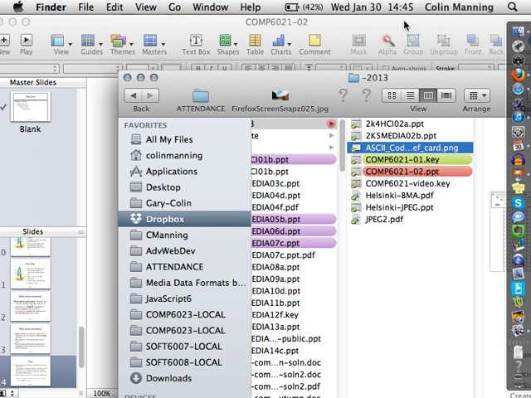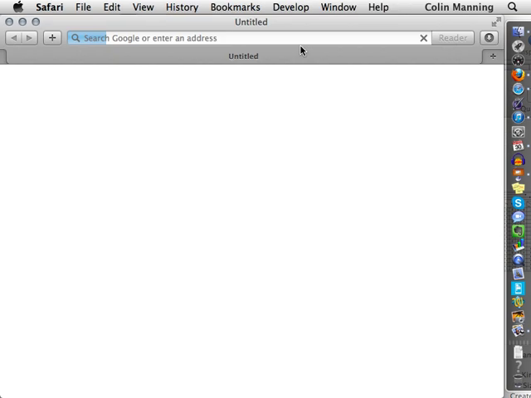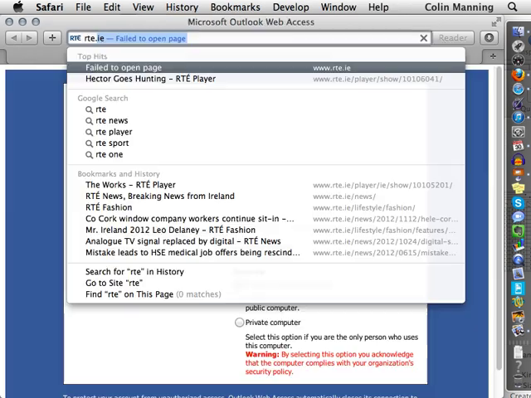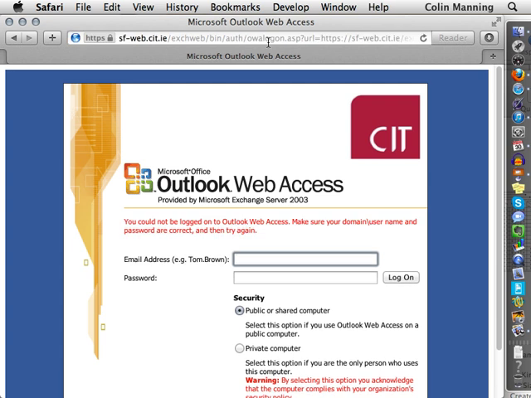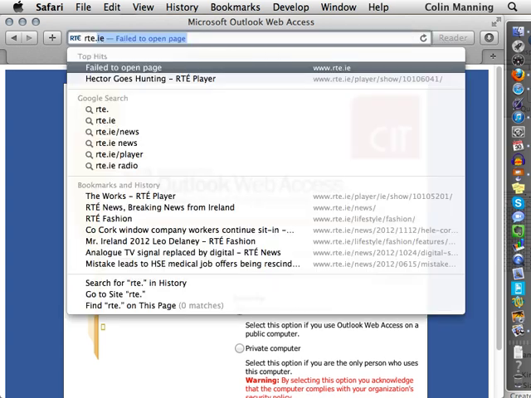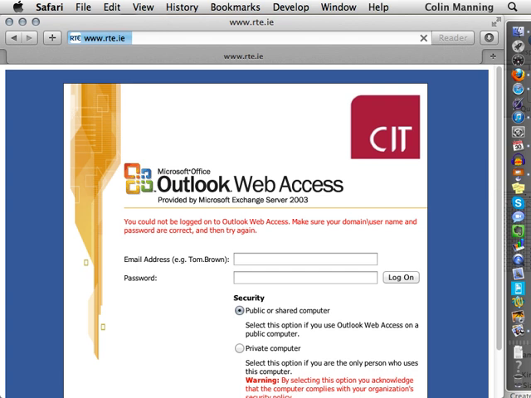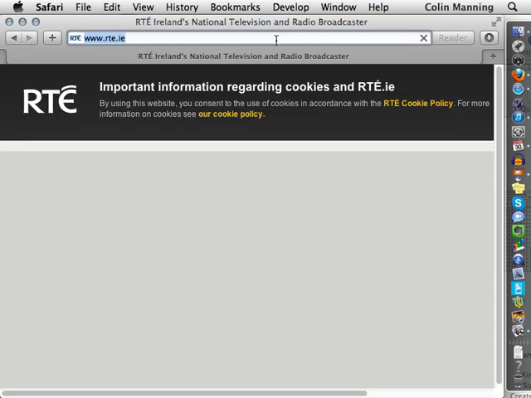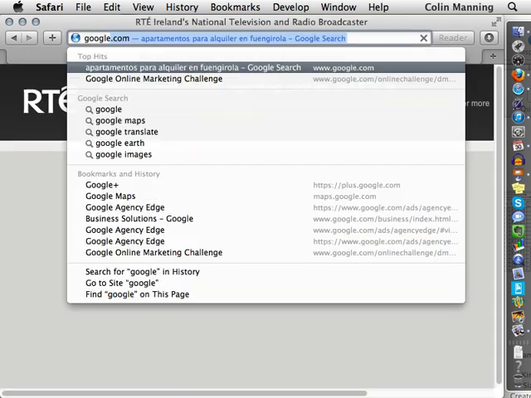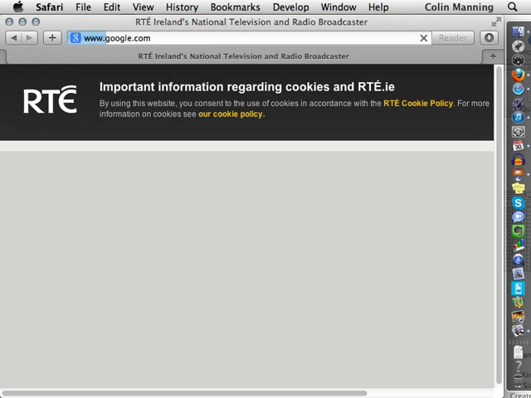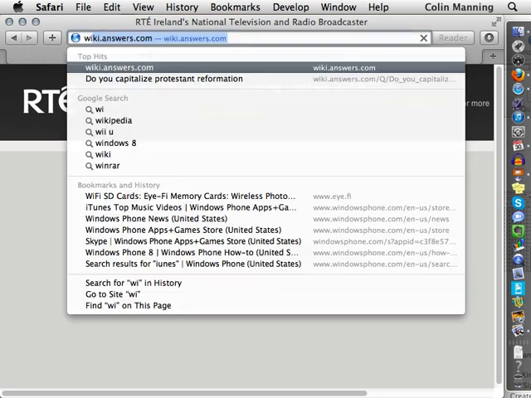Let me see if I'm still connected to the network. It does seem unlikely. Okay. Maybe Wikipedia is probably a better place to go. How are we for time?